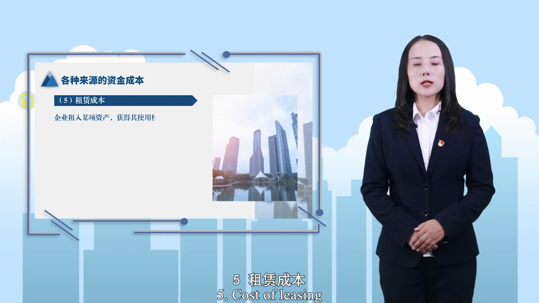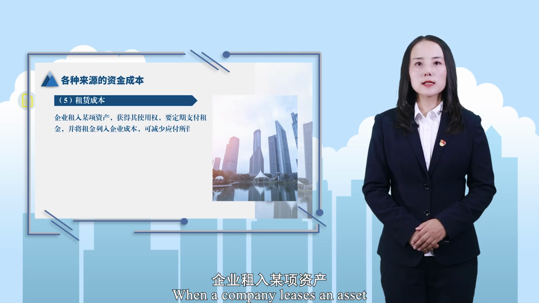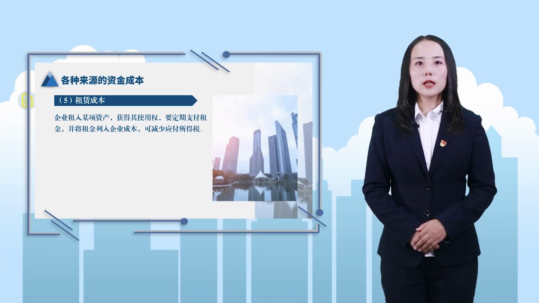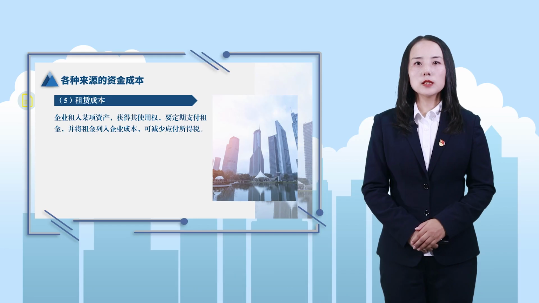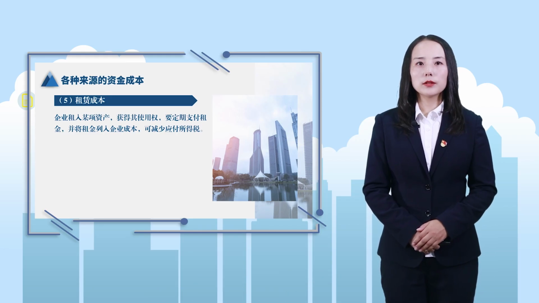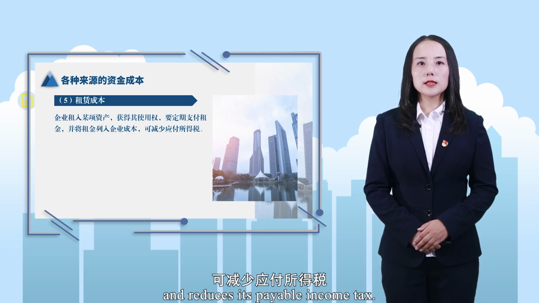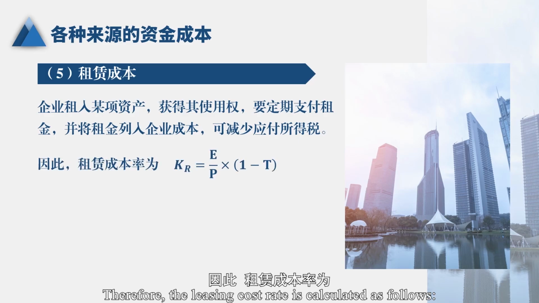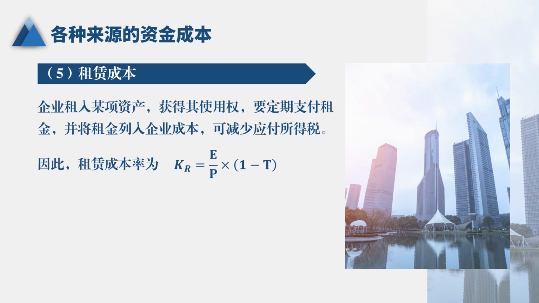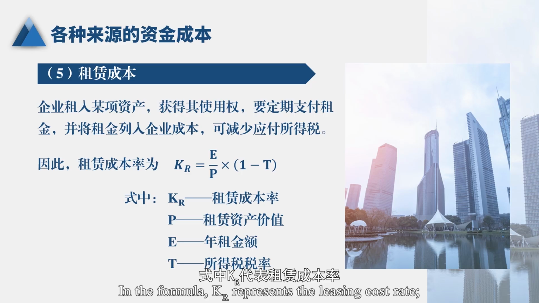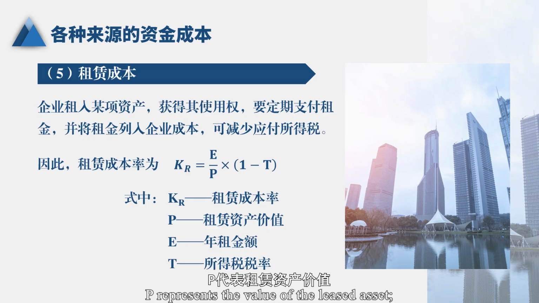Fifth, cost of leasing. When a company leases an asset and obtains its use rights, it must pay rent regularly, which is included in the company's costs, and reduces its payable income tax. Therefore, the leasing cost rate is calculated as follows. K_R = E / P × (1 - T). In the formula, K_R represents the leasing cost rate. P represents the value of the leased asset. E represents the annual rent amount. T represents the income tax rate.